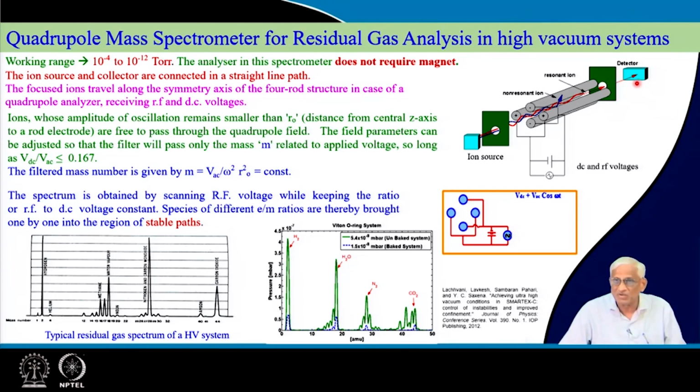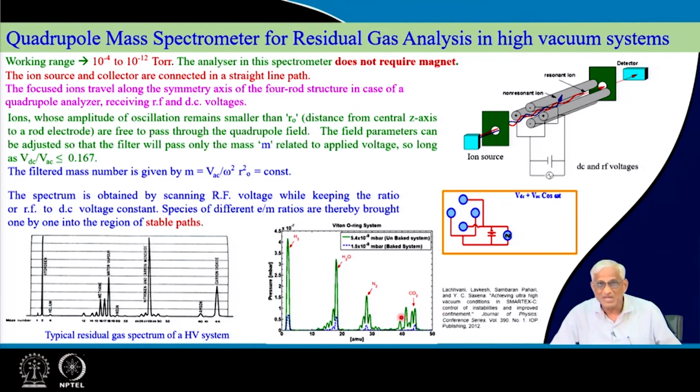There are varieties of detectors which will detect the amount of charge getting collected here, which is proportional to that particular ion. So when you scan these voltages, you will bring various ions into stable paths. By changing the RF voltage and making the RF to DC voltage ratio 0.167, it can be connected to a vacuum system below 10 power minus 5 torr. In such a way, you can utilize it to get the chemical signature of the residual vacuum, which is called residual gas analysis. So this instrument can nicely be used to get a spectrum like this.